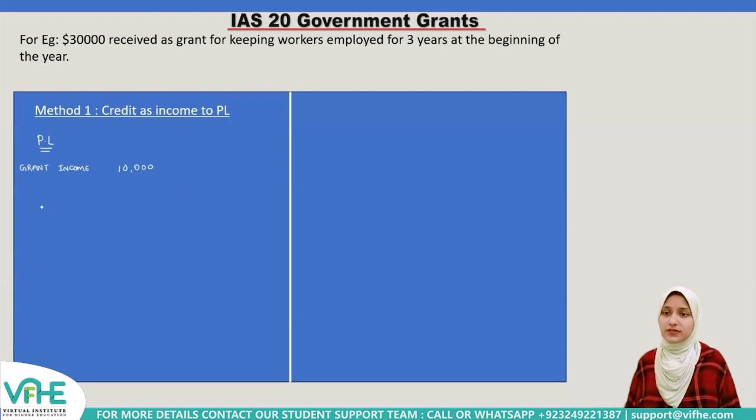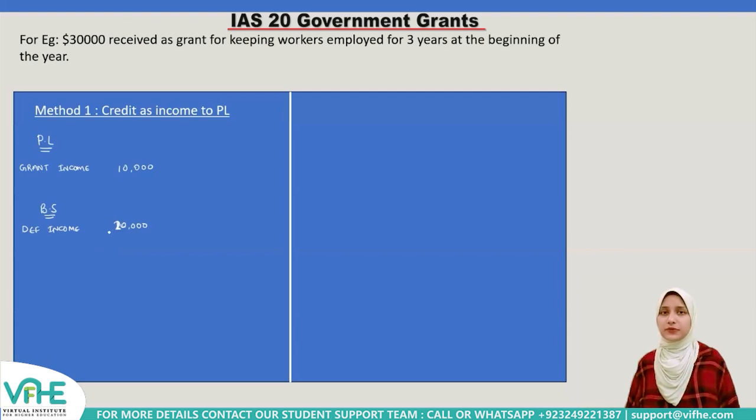Remaining amount, where is it going to sit? It's going to sit in my balance sheet as a liability. It's going to sit as a liability in the name of deferred income. So this is going to be your 20,000. Alright.